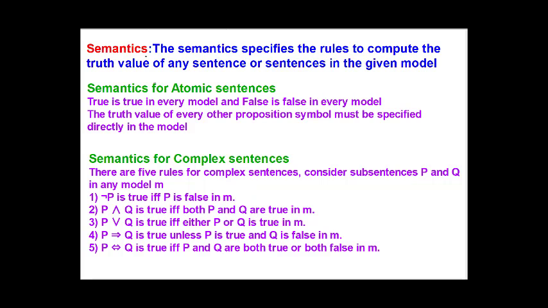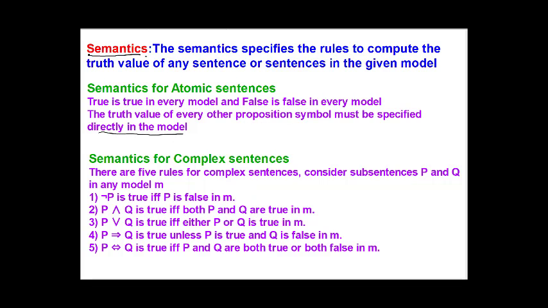After considering the syntax, now we consider the semantics. Semantics specifies the rules to compute the truth value of any sentence in the given model. So whether the sentence is true or false, we can know by using the semantics. Semantics for an atomic sentence is that true is true in every model and false is false in every model. The truth value of every other proposition symbol must be specified directly in the model.